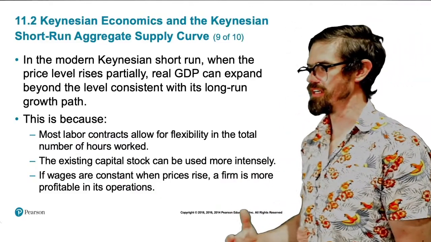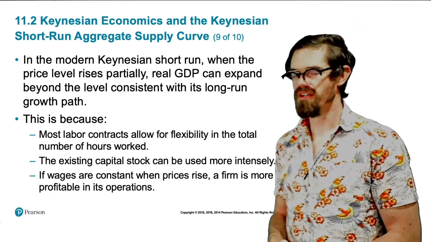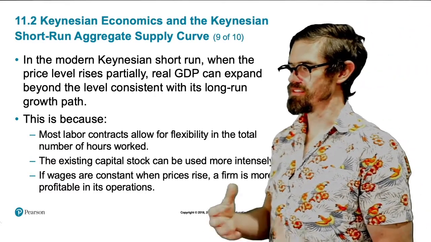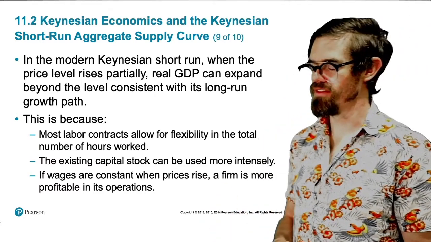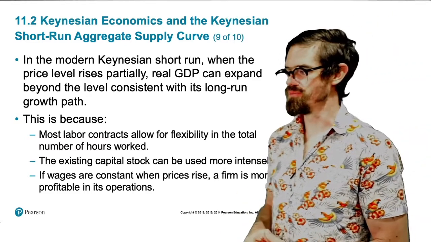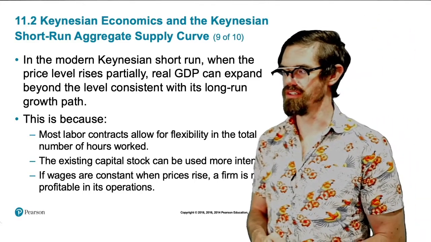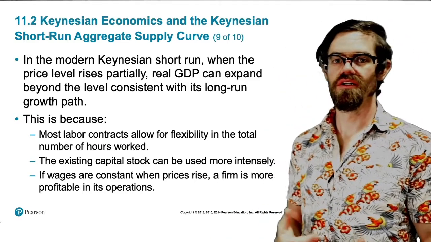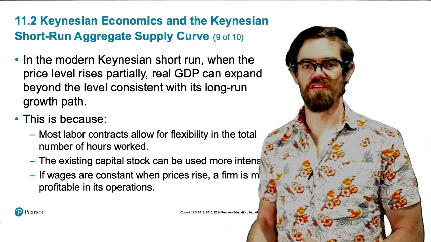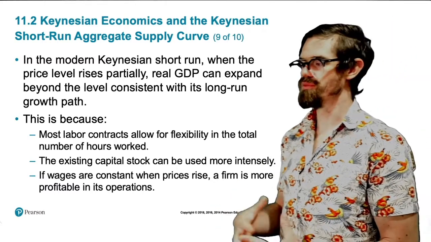All right, so in the modern Keynesian short run, when the price level rises partially, real GDP can expand beyond the level that's consistent with its long-run growth path and long-run aggregate supply. And the reason for this is because most labor contracts will allow for some flexibility in the total number of hours worked. So sometimes you can work overtime. A full-time worker might sometimes work 35 hours instead of 40, so there's some flexibility there.